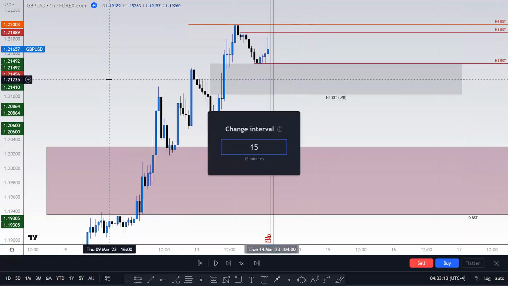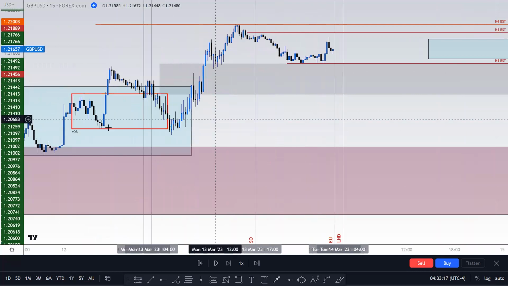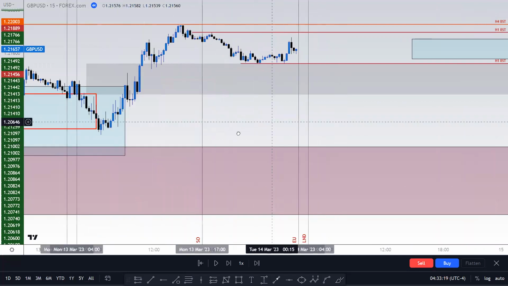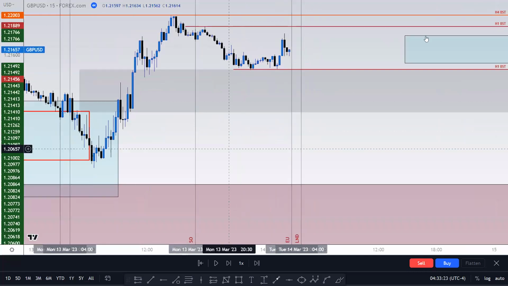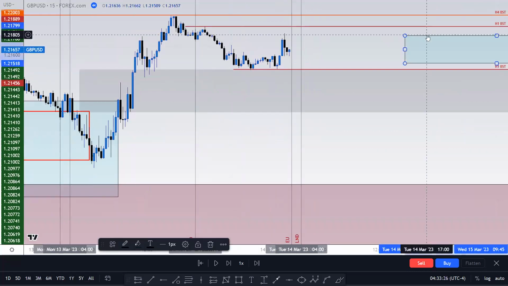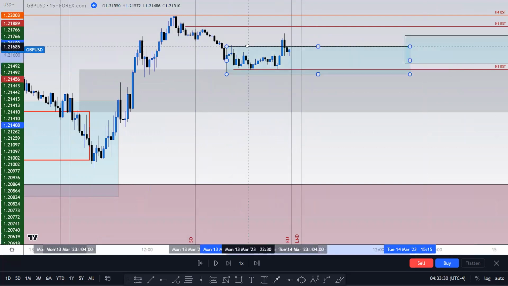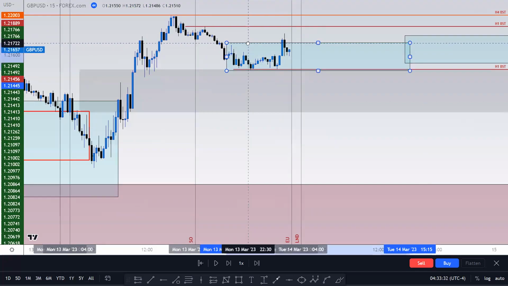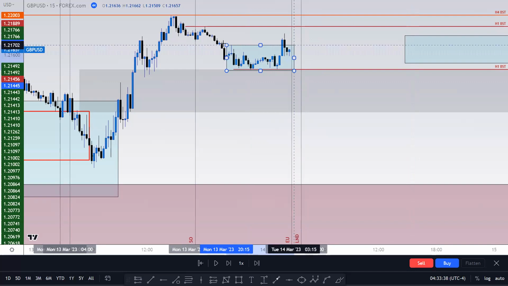All right, so going on to the 15 minutes time frame. Again, identifying that Asian range is absolutely key, because without the Asian range, you don't really have much of a setup. I'm not sure why my Asian box disappeared. So the Asian range on Tuesday was pretty straightforward, where we had the high of the range being the swing high right there, and the low of the range being the swing low down here.